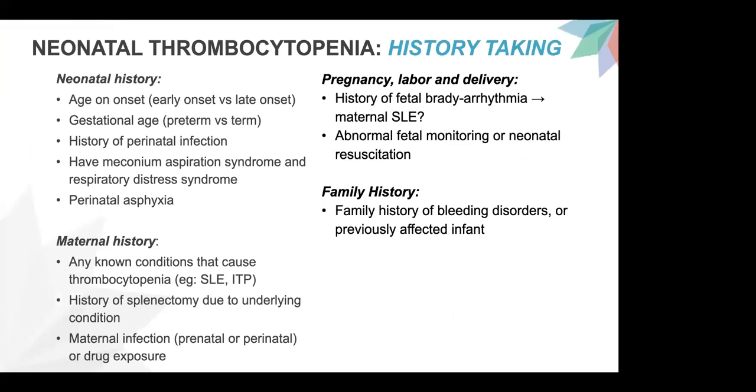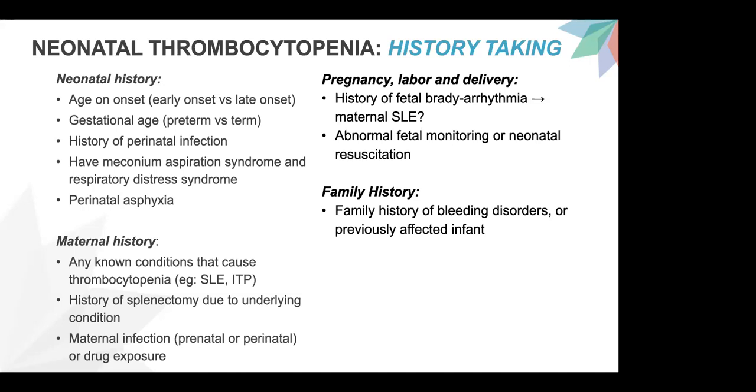Okay, in history taking, these are the important notes that we need to ask. In neonatal history, I mentioned before, but I identify the onset of the neonatal thrombocytopenia. Now, the thing is based on the gestational age, and don't forget to ask the birth weight of the infants. We need to also ask history of perinatal infection, meconium aspiration syndrome, and respiratory distress syndrome or perinatal asphyxia, as this condition can cause neonatal thrombocytopenia.